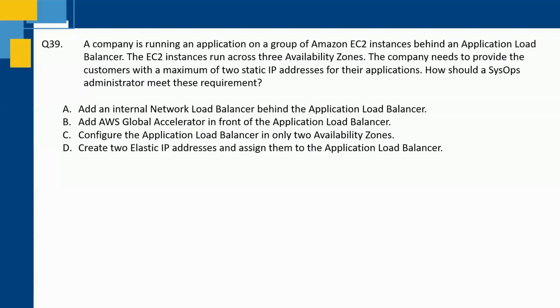Now folks, you will need to add AWS Global Accelerator in front of the application load balancer. AWS Global Accelerator provides 2 static IP addresses that act as a fixed entry point for the application. It intelligently routes traffic to the optimal AWS region and availability zone using the AWS global network. When placed in front of an application load balancer, it meets the requirement of providing static IPs to customers and maintaining high availability and performance across multiple availability zones.